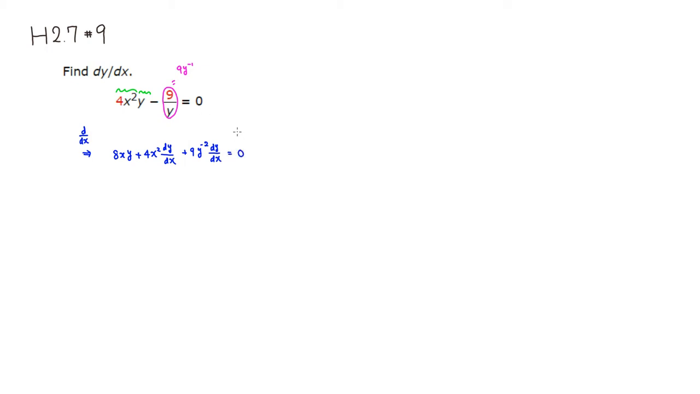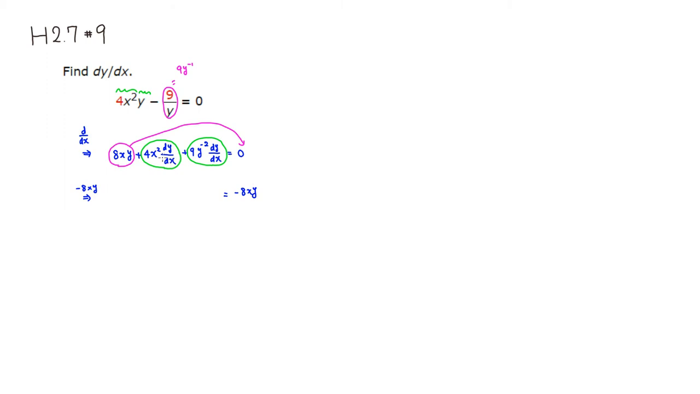We have that. Then we need to combine these two terms together, this guy and that guy. You see that this one doesn't have dy over dx, so I'm going to move it over to the other side. The first thing we would do is subtract 8xy from both sides of the equation. So I'm going to just put minus 8xy.